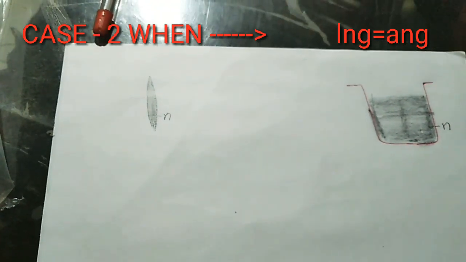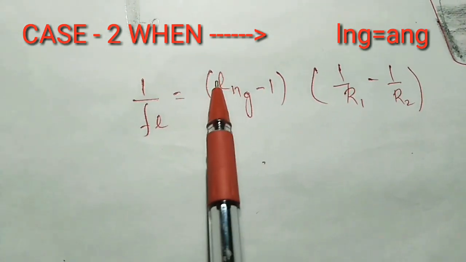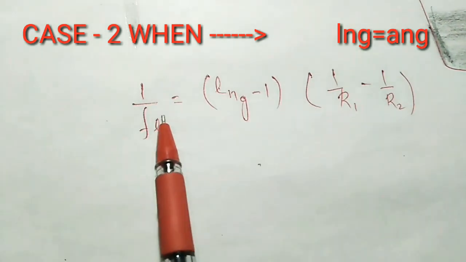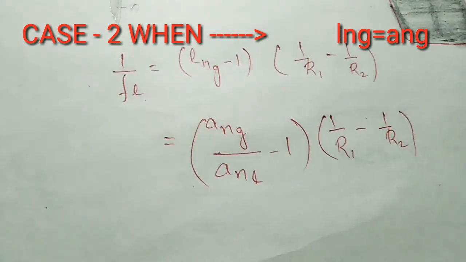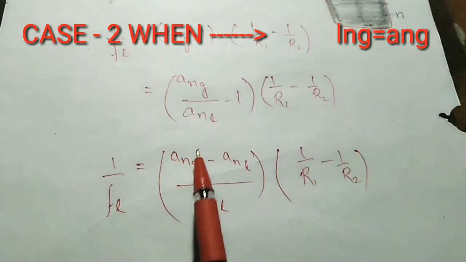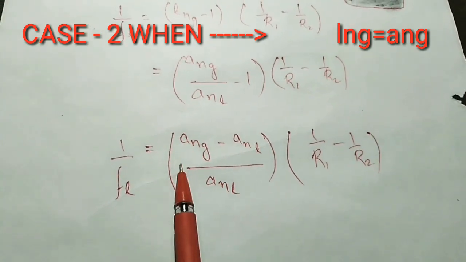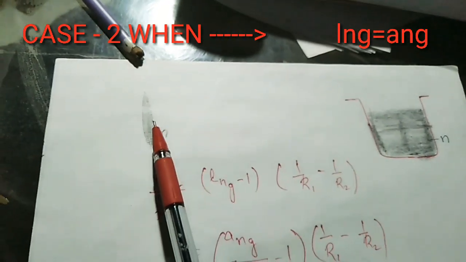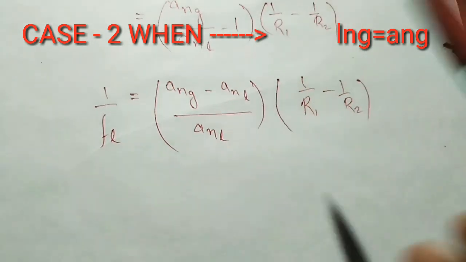Let's prove it first. First of all, considering both have different refractive indices, we have this equation when the lens is placed inside liquid. The above equation can be written further. On doing LCM here, you can see this is the final equation. Now I'm considering this glass and this liquid both have the same refractive index.